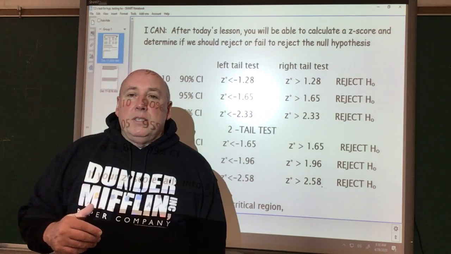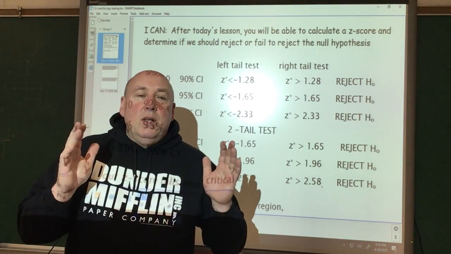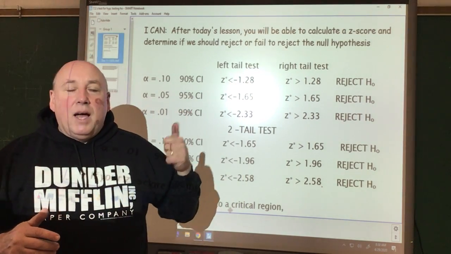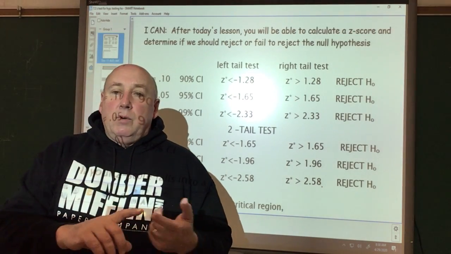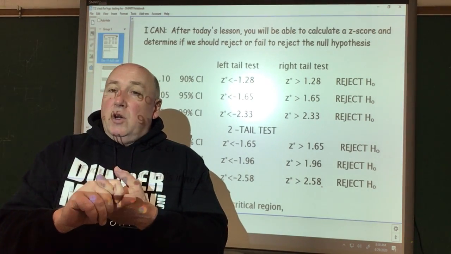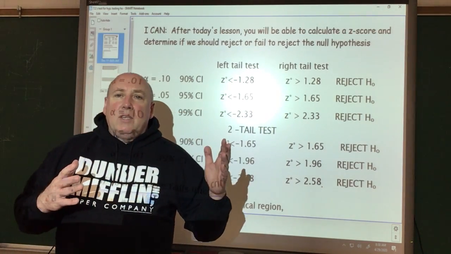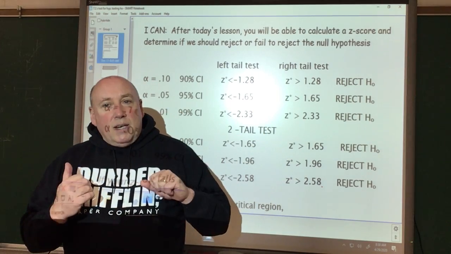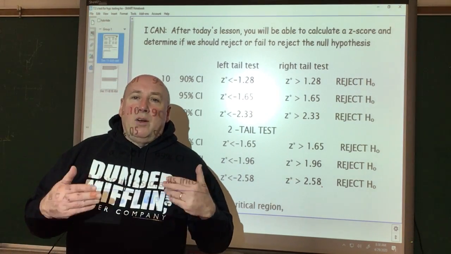We're going to continue with the z-testing today, and we're going to actually do some z-tests. We're going to actually do some mathematical things in regards to testing of the hypothesis. What we've talked about the last couple days is hypothesis, a null and alternate hypothesis. We talked about left tail test, right tail test, and two tail test. Now we're going to start applying all these things.